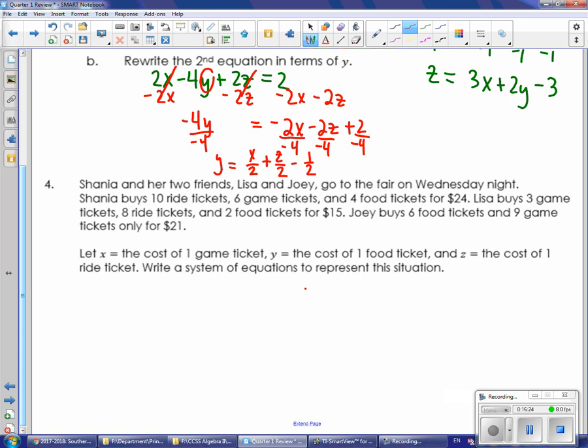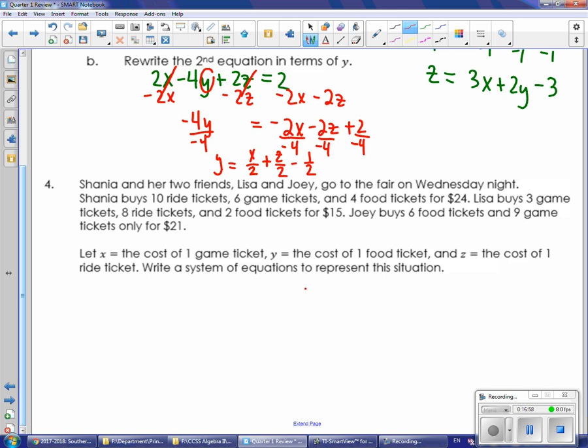Okay. In number 4, it says, Shania and her two friends, Lisa and Joey, go to the fair on Wednesday night. Shania buys 10 ride tickets, 6 game tickets, and 4 food tickets for $24. Lisa buys 3 game tickets, 8 ride tickets, and 2 food tickets for $15. And Joey buys 6 food tickets and 9 game tickets for only $21. If we let X represent the cost of 1 game ticket, Y represent the cost of 1 food ticket, and Z represent the cost of 1 ride ticket, we're asked to write a system of equations to represent the situation.